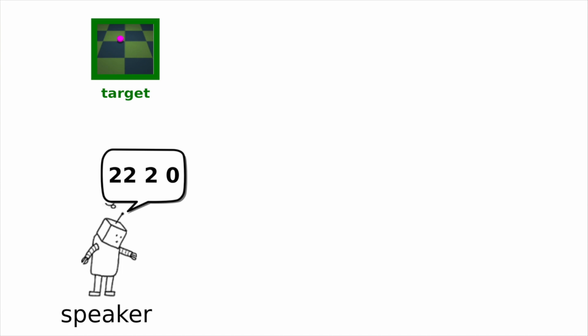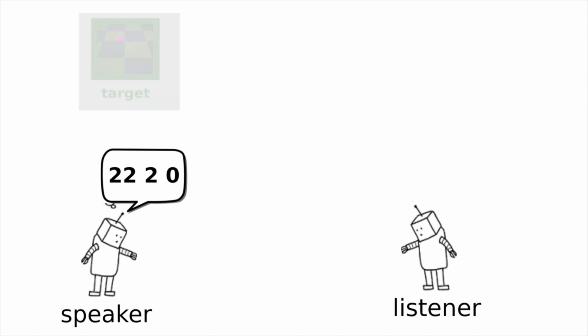But we're using numbers because actually the models are not limited to using just 26 letters. They can use about something like 100 different possible symbols or letters. Then the listener receives this utterance, this 2220. The listener can't see which is the target object.